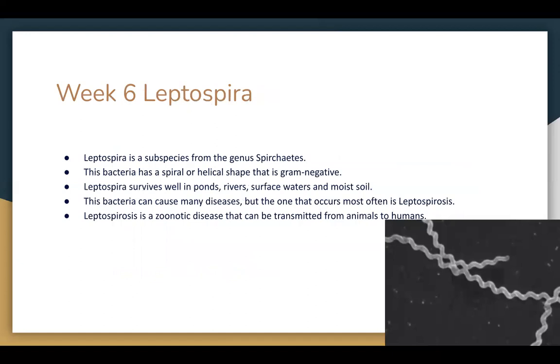Leptospira is a genus of spirochetes. This bacterium has a spiral or helical shape and is gram-negative. Leptospira survives well in ponds, rivers, surface waters, and moist soil. This bacterium can cause many diseases, but the one that occurs most often is leptospirosis. Leptospirosis is a zoonotic disease that can be transmitted from animals to humans.